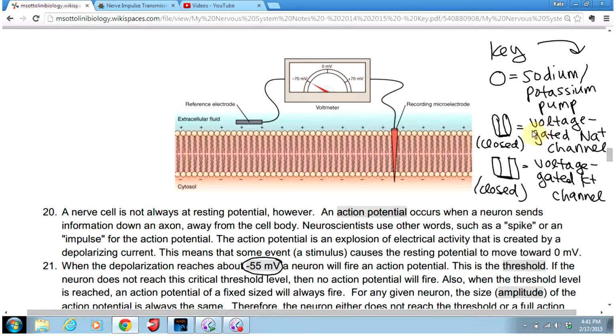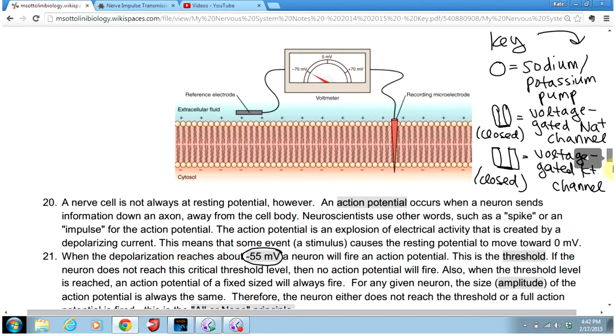You're also going to show a voltage-gated sodium channel. By voltage-gated, I mean that it's normally closed and it only opens when there's a change in charge in the nerve cell. We're also going to draw a voltage-gated potassium channel. Note that it's slightly different. I have these two rectangles on the sides instead of these little ovals. And again, it's normally closed except if there's a change in charge in the nerve cell.